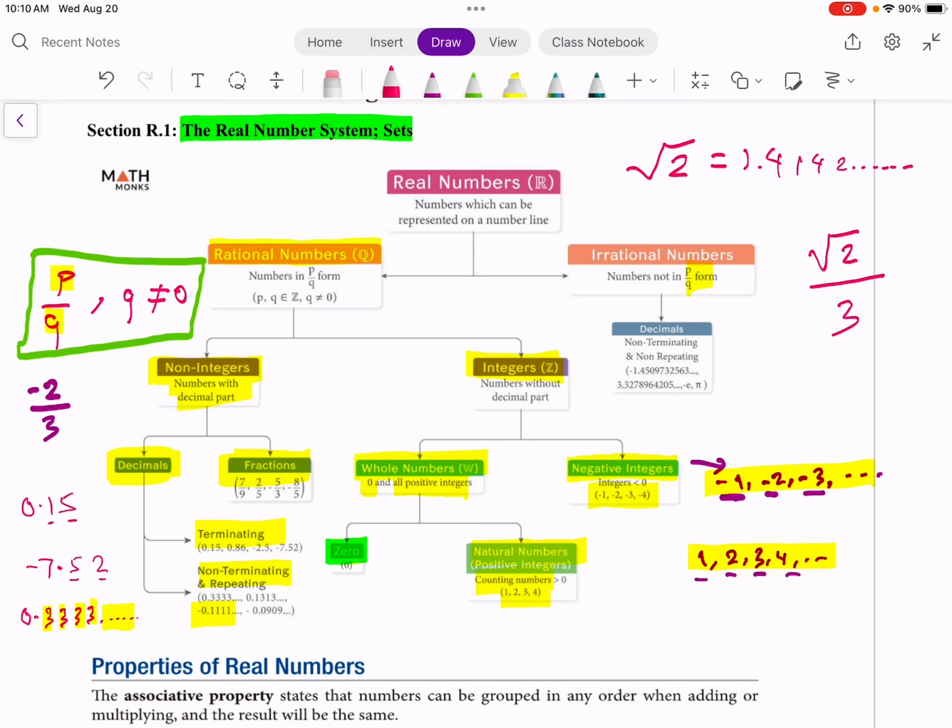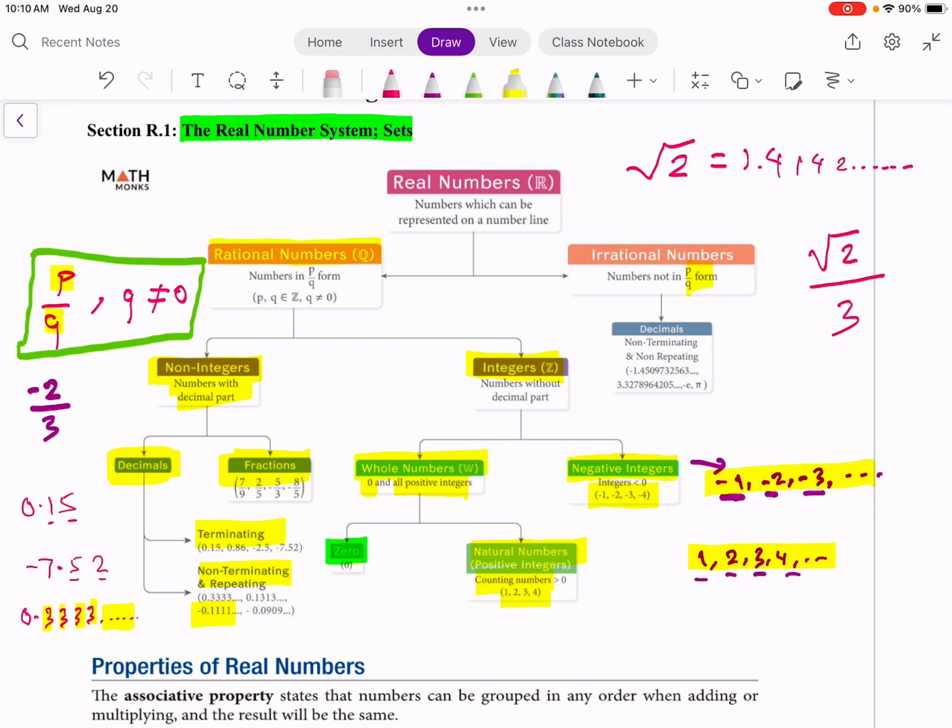Now, is that decimal non-terminating and repeating? Do you see a number repeating after the decimal? No, right? So it means this number is an irrational number. Okay? So to be irrational, the decimal is always non-terminating and non-repeating. And rational numbers have decimals that are terminating, or non-terminating and repeating.